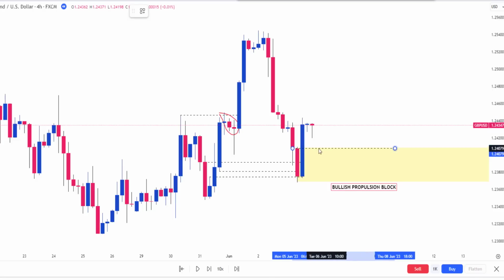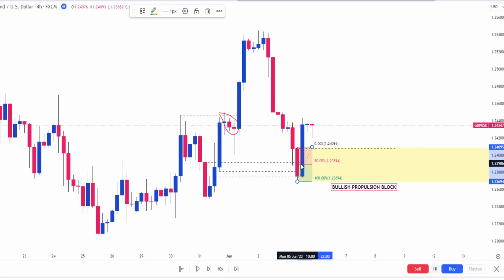And in this regard, you're dealing with a bullish propulsion block. So what we mean by the mean threshold is that we want to see price react from 50% of this particular candle. At least the body of the candle should be within the 50% of it. So let me measure 50% of that particular candle, which is called the mean threshold. So as price is coming back, I want to see it react from here.